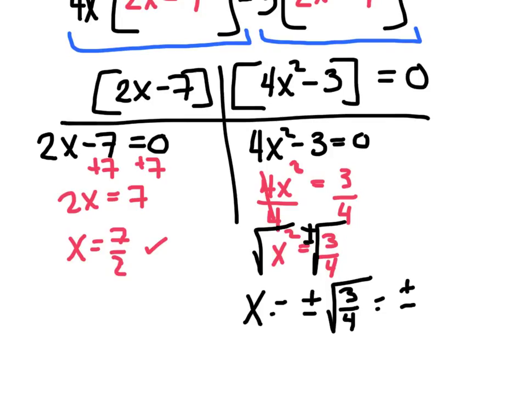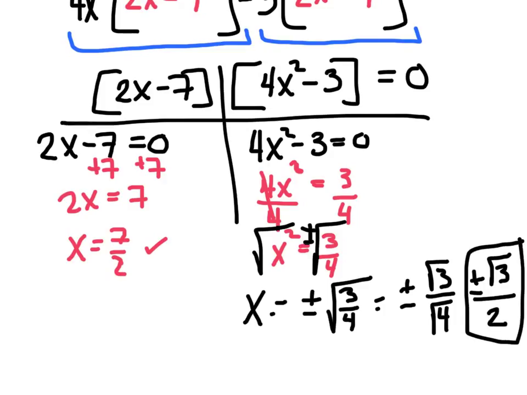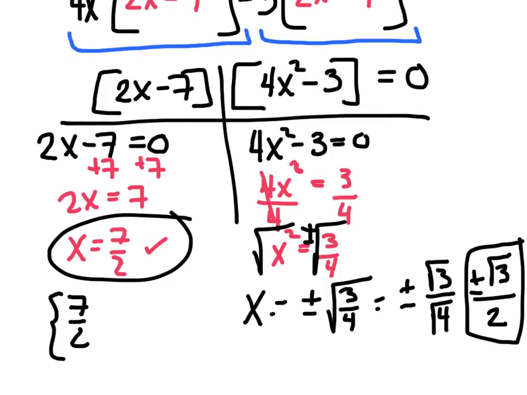When you take the square root, you're really just doing it to both the top and the bottom. So it's the square root of 3 divided by the square root of 4. And then I actually know the square root of 4. So I'm going to say it's plus or minus radical 3 over 2. So I have three answers: 7 halves, positive radical 3 over 2, and negative radical 3 over 2.